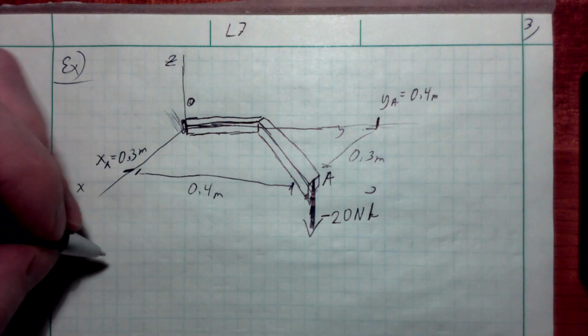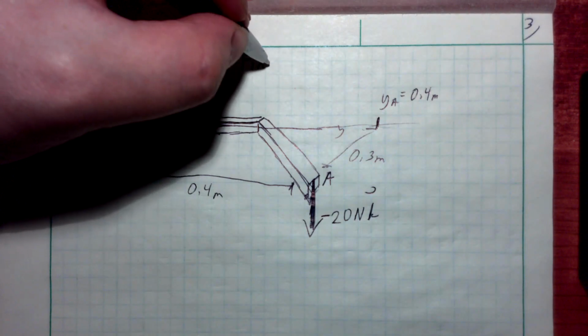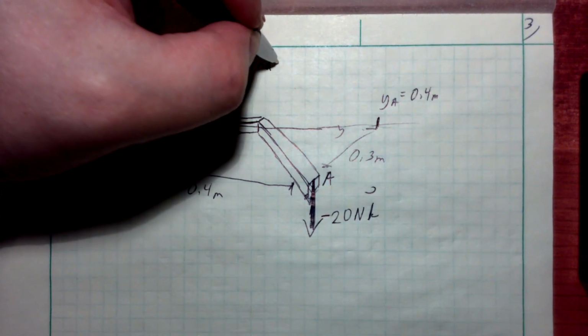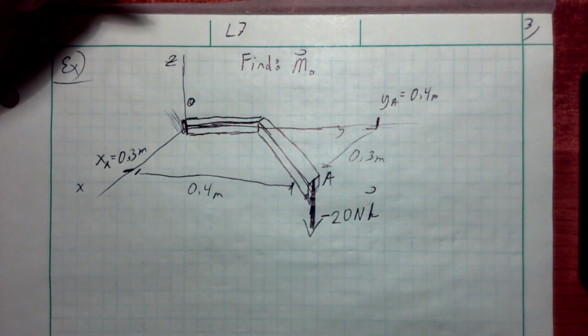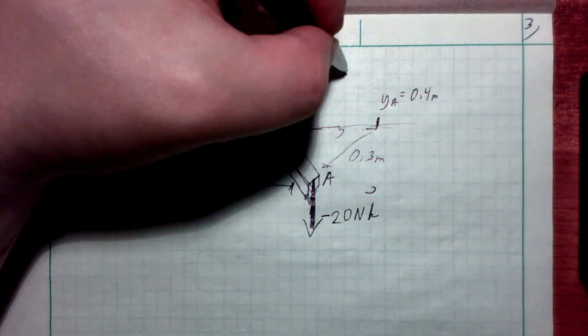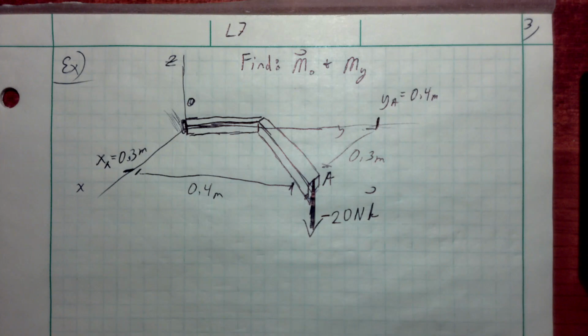So what do we do here? If we want to, what are we looking for? That's always our first step. What are we trying to find? First, we're trying to find the moment applied to the origin, the moment vector applied to the origin, and they also want to know what is the moment applied about the y-axis. What is specifically the moment applied about the y-axis?